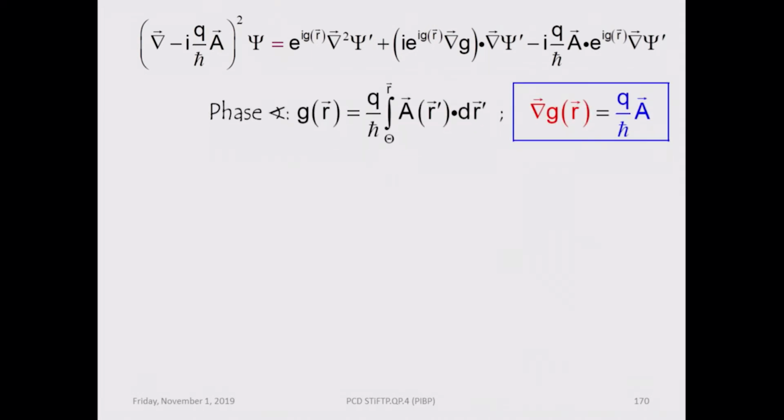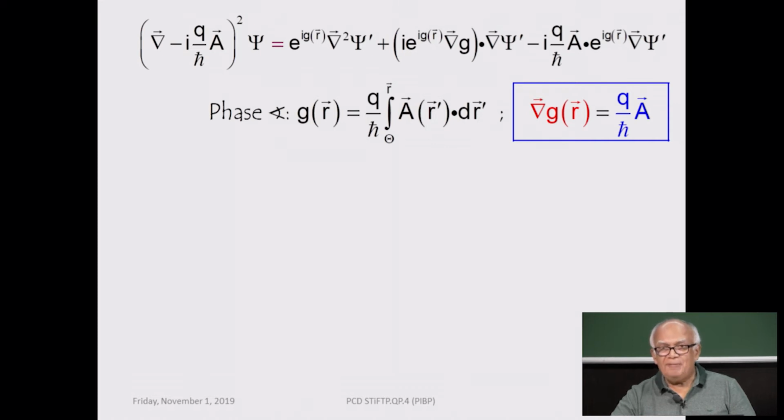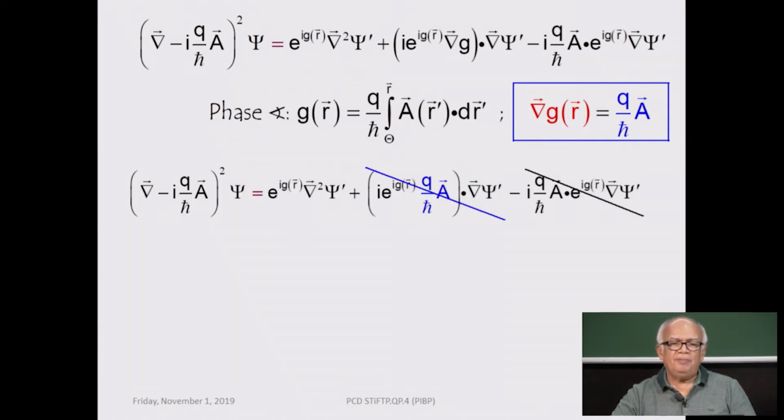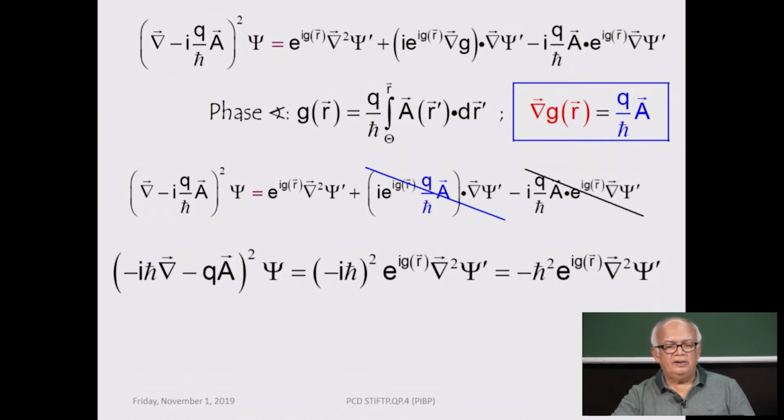So, I brought it to the top of this slide. The gradient of g we have learned is q over h cross times a. So, we can put it in. Put the gradient of g here as q a over h cross, and this comes with a plus sign here because of this, and you have the q a over h cross with a minus sign.